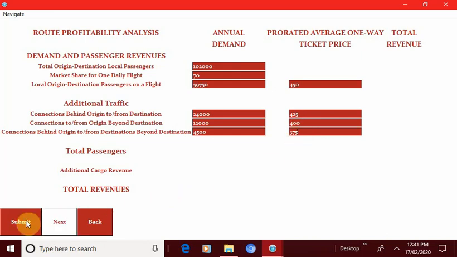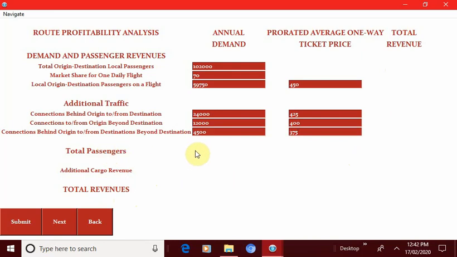When we click on the submit button, all the calculations will be done. That is, for the local passengers, revenues will be calculated based on these figures of number of passengers and the ticket price, and the same for the additional traffic for all these three additional traffic areas. So that would become a total revenue. Additional cargo would be included. We have just taken into consideration 10% of the passenger revenues, and then there will be a total revenue for the passenger revenue plus the cargo revenue.